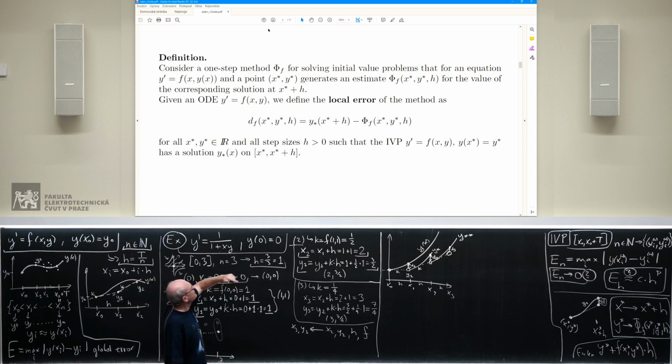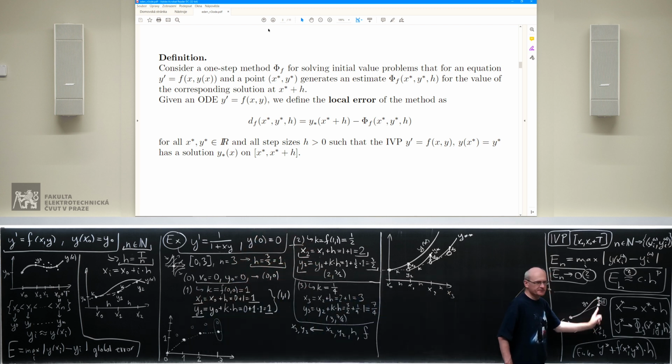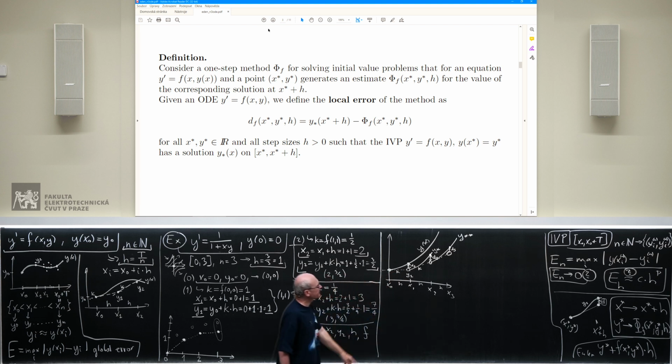And then we compare the y-coordinate of the new point, this phi f, with the actual solution value, and we take the difference. Now, when you look at the difference, we have y with subscript star, that's the solution which passes through x star, y star, and we evaluate it at point x star plus h, which is at this location. Yeah, it fits. So the local error exactly corresponds to these distances that we can see over here in the picture. We have to be careful, so we have to specify what is the solution y star.